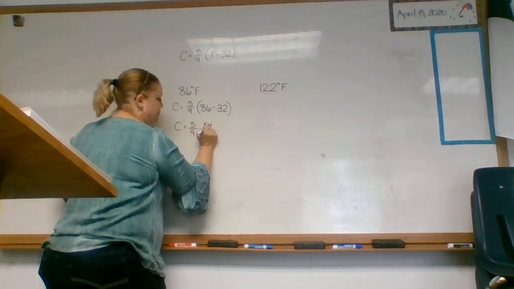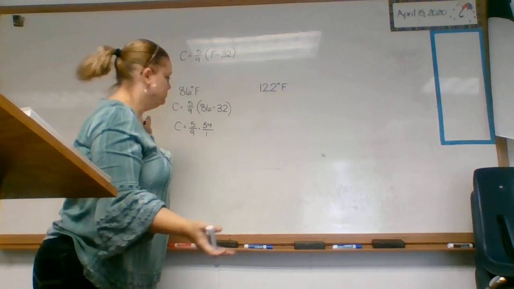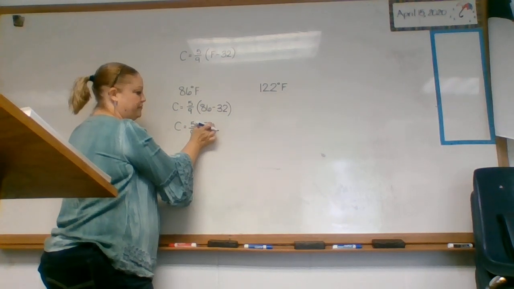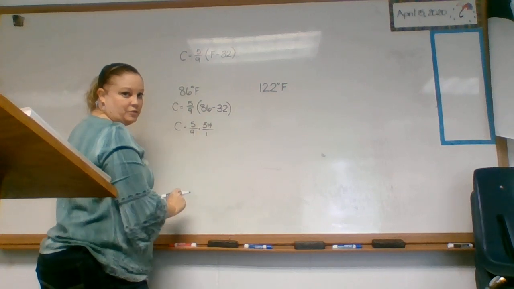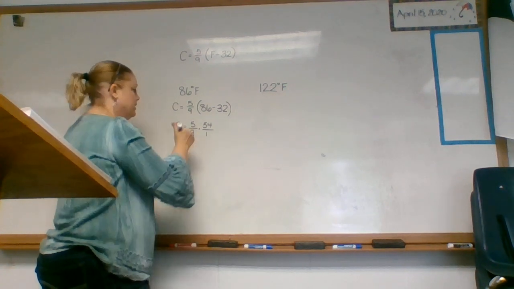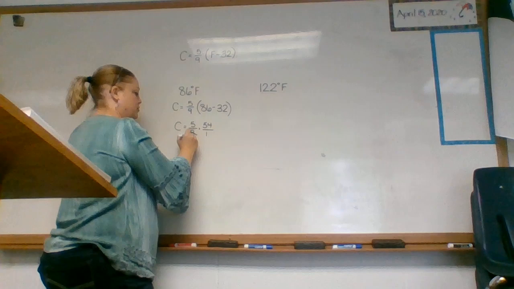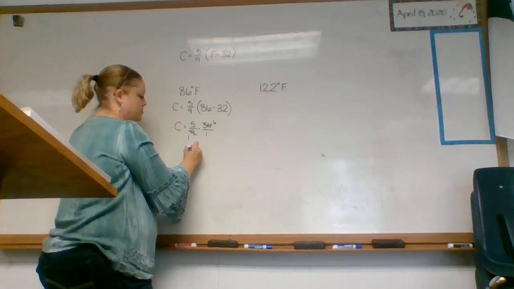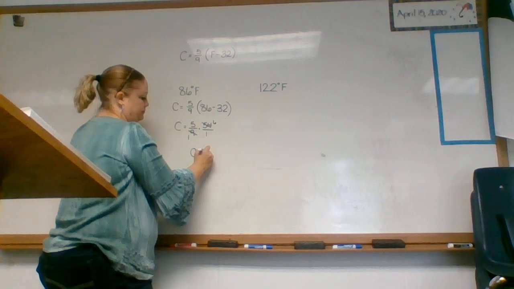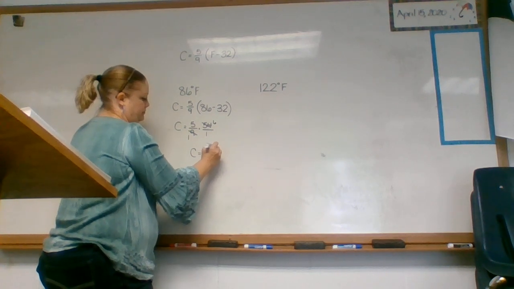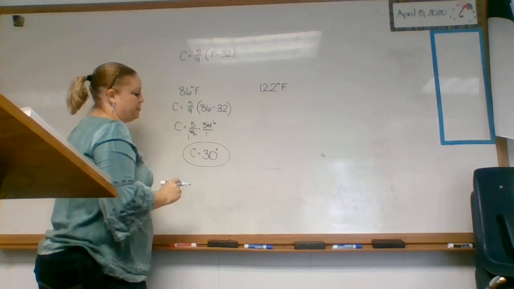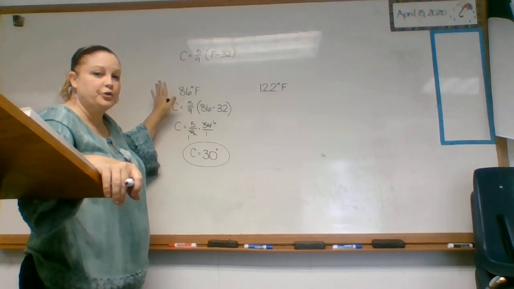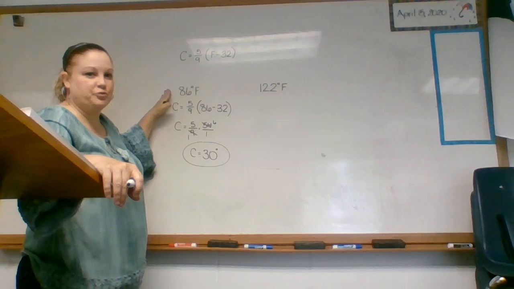And I'm going to go ahead and just make it a fraction because I know that's coming. So 86 minus 32 is where we get 54. I made it into a fraction so that I can multiply. This one, I'm able to cross cancel. And 5 times 6 gets us 30 degrees.